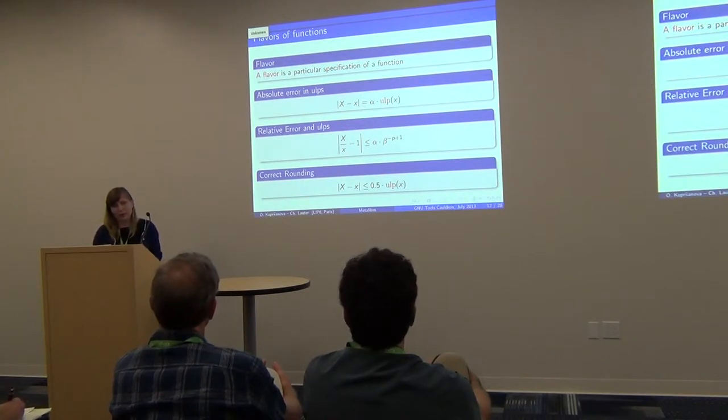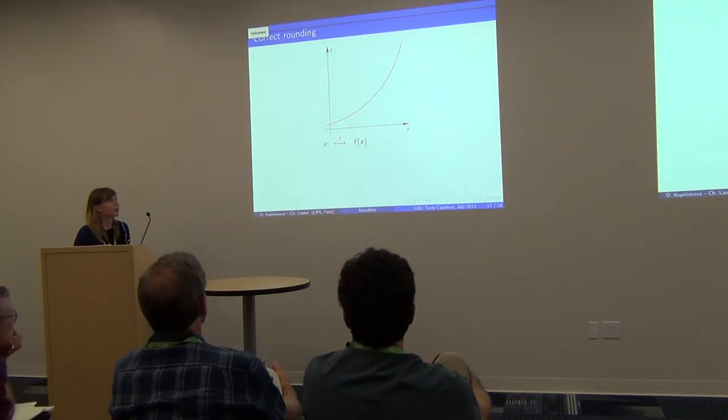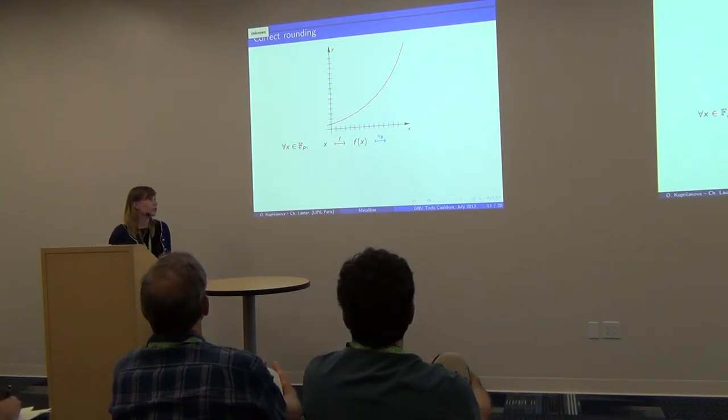It's quite difficult to do, and let's have a look at why. In the mathematical world, we have just continuous functions. In floating point arithmetic, we have a discrete set of points. So the value of the function at each point has to be rounded.